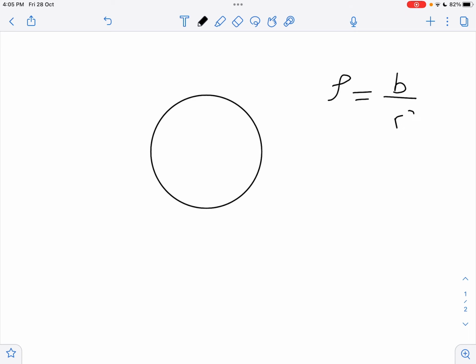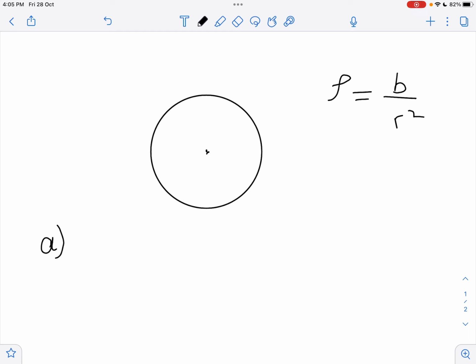Hi everyone. Let's say we have a non-conducting sphere that has a non-uniform charge density, rho, which is equal to b over r squared, where r is the radial distance from the center. And the value of this rho is within that non-conducting sphere. So I need to find and plot the electric field inside and outside that sphere, in addition to the voltage or potential inside and outside that sphere.